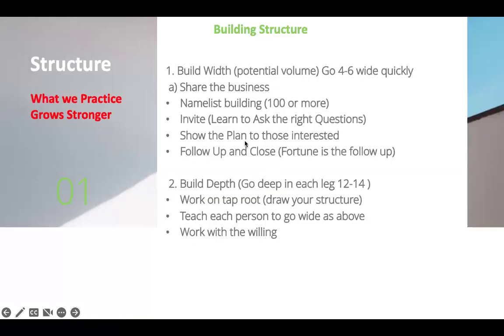Showing the plan is either you invite them for a Zoom meeting or you invite them for a person-to-person business opportunity presentation, or you send them a video to explain the business in detail. That is showing the plan. After you've shown the plan, the next thing is to follow up and closing. The fortune is in the follow-up.